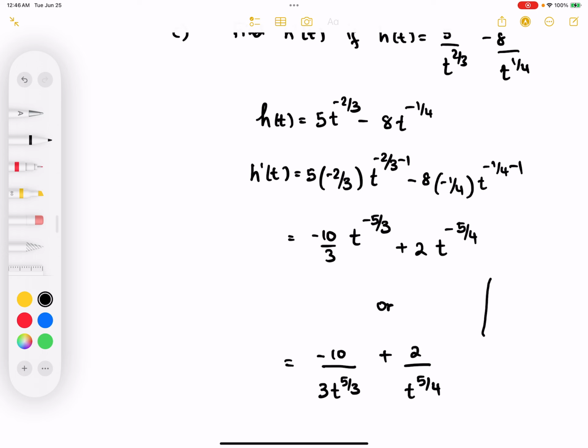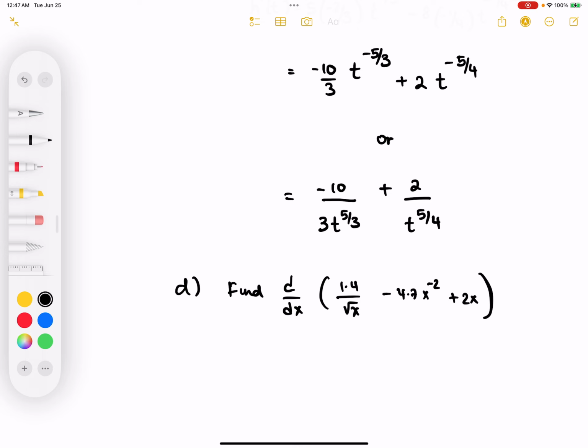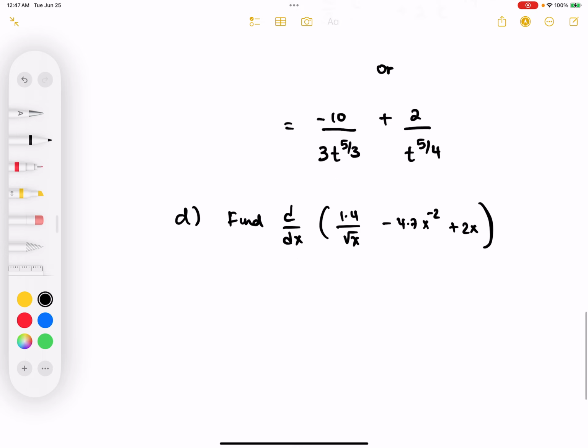Let me add one more example. This one is D, I think. Another example. Find d by dx of 1.4 over root x minus 4.7 x to the negative 2 power plus 2x. You know, this is a difference of three different terms.